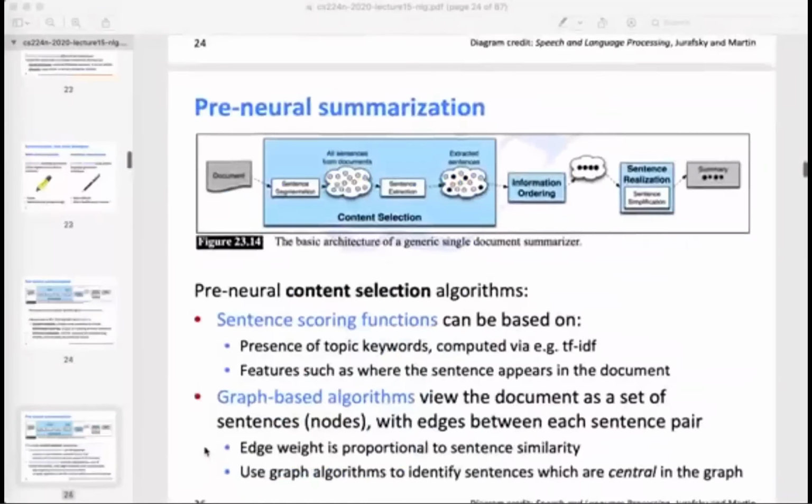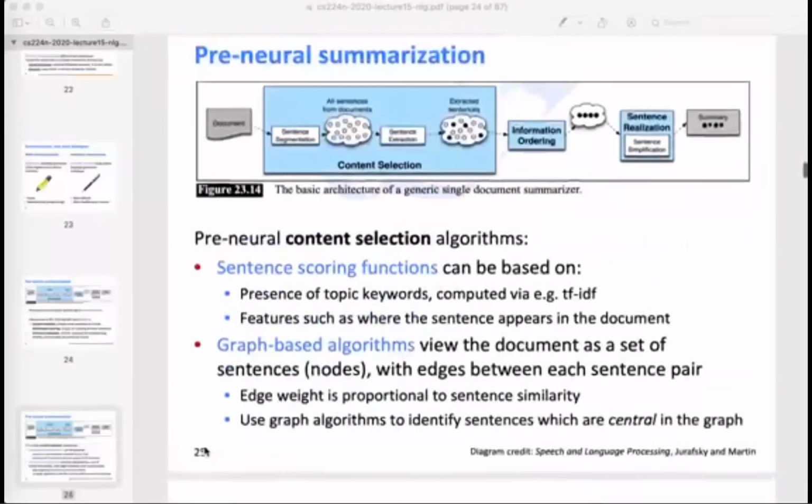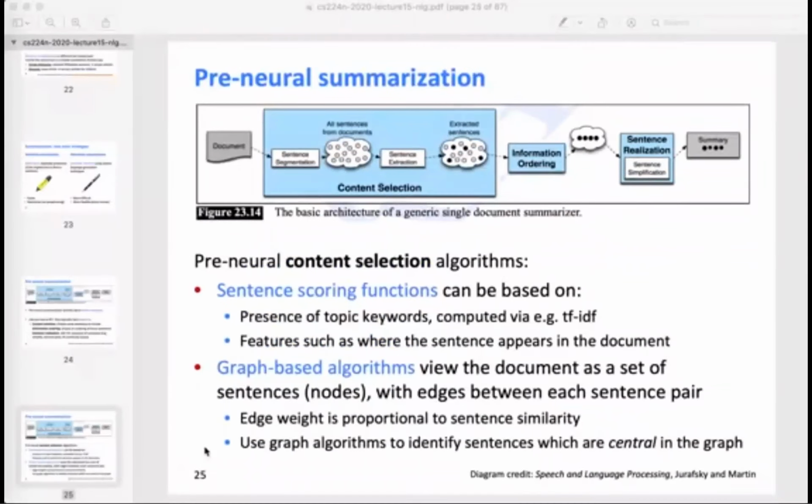So there are two methods used in the content selection algorithm. The first one is called sentence scoring functions. It can be based on two things. First, you can base it on the presence of topic keywords. And the way you compute those topic keywords is fairly simple. For example, you can just use TF-IDF to compute it, right? And also, you would try to score the sentence based on where the sentence appeared in the document.